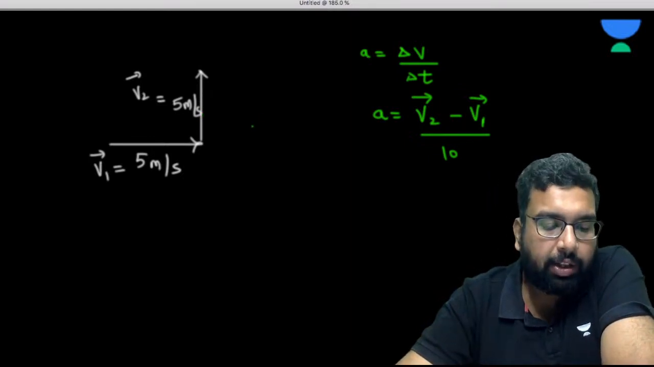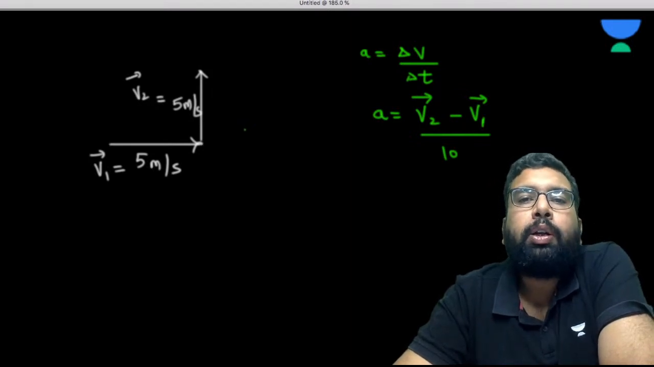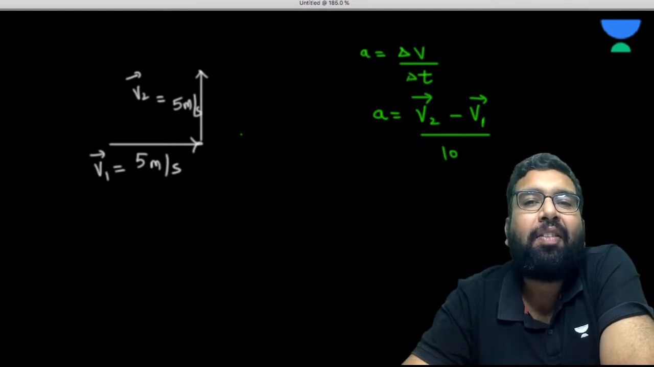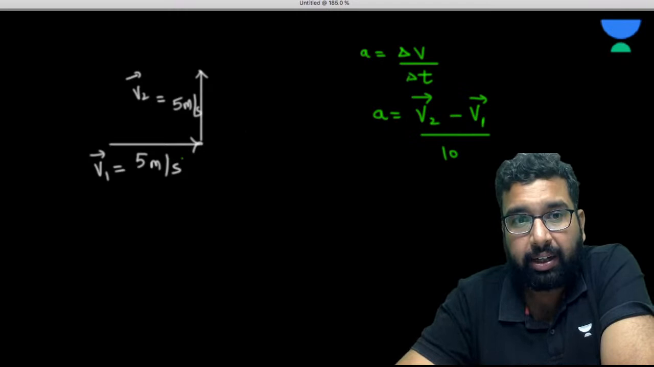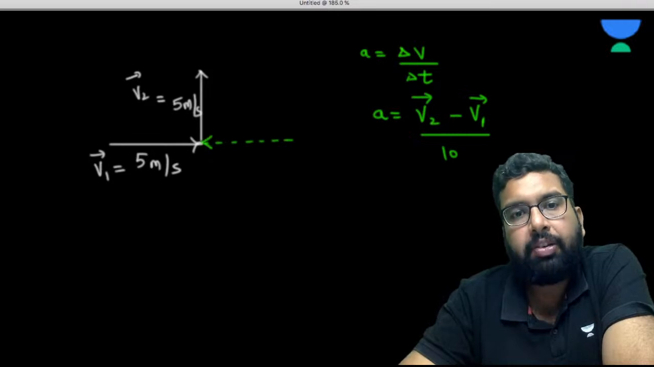Now again, the concept of subtraction came into the picture. You need to do the difference of two vectors. That means you need to add a vector with the negative of the other vector. So now what can we do? We can reverse the direction of v1, and I can do the parallel shifting also.